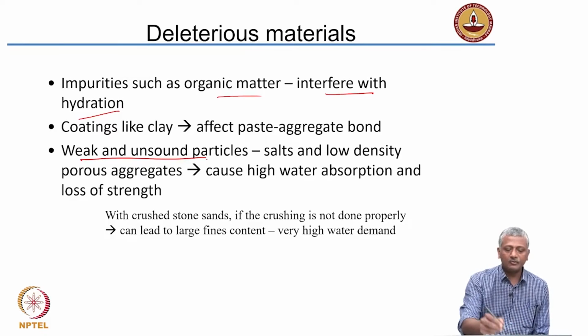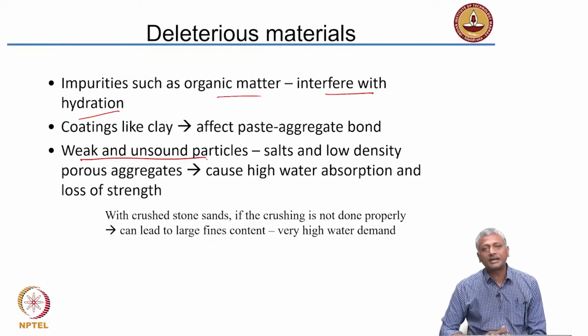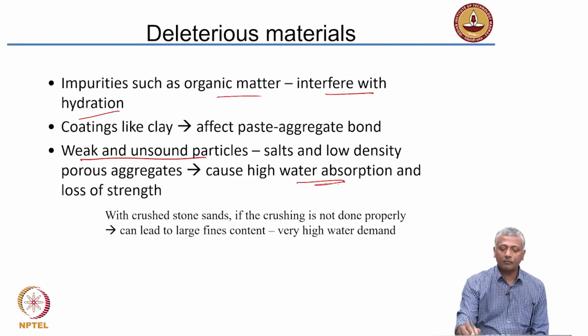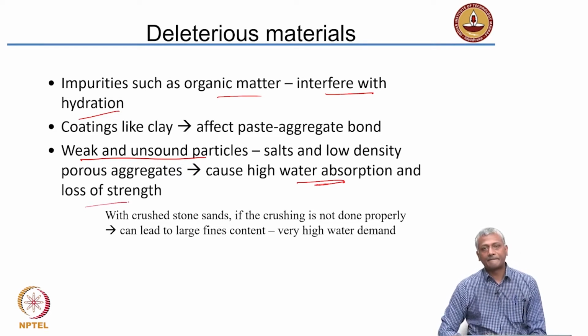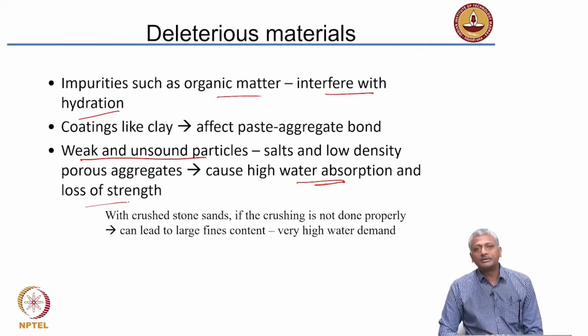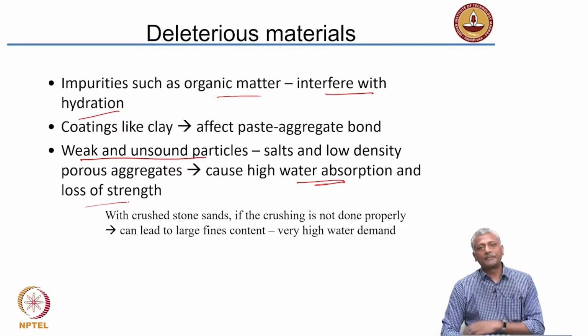The other aspect is weak and unsound particles. As I said, when you collect aggregate from riverbeds, you need to be very careful about finding weak and unsound particles. These can cause very high water absorption and loss of strength. Okay. Now, if you go to a construction site, increasingly you will find that very few people are using river sand. At least in Tamil Nadu that is the case. In most of India also, the use of river sand is banned, or dredging of rivers for mining the sand is banned in most states in India. As a result, more and more people are shifting towards sources of crushed stone to be used as sand. But here you need to be careful.